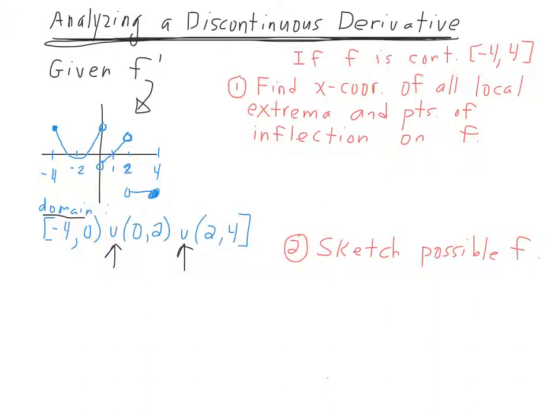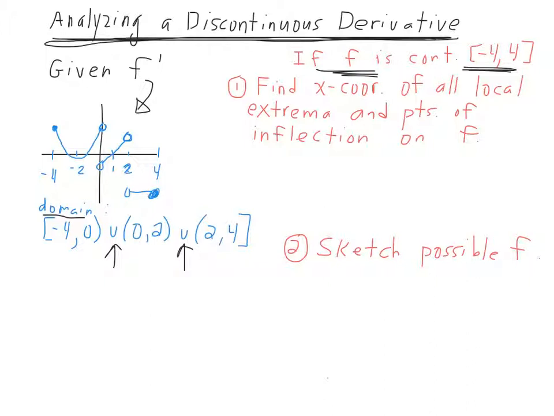So suppose we're told that f is continuous between -4 and 4. All right, so there's no discontinuities on f. Now, f prime has some discontinuities, but not f. We are looking to find the x coordinates of all local extrema and points of inflection on f, and then we're looking to sketch a possible graph for f. So again, hit pause, copy this down for a moment.